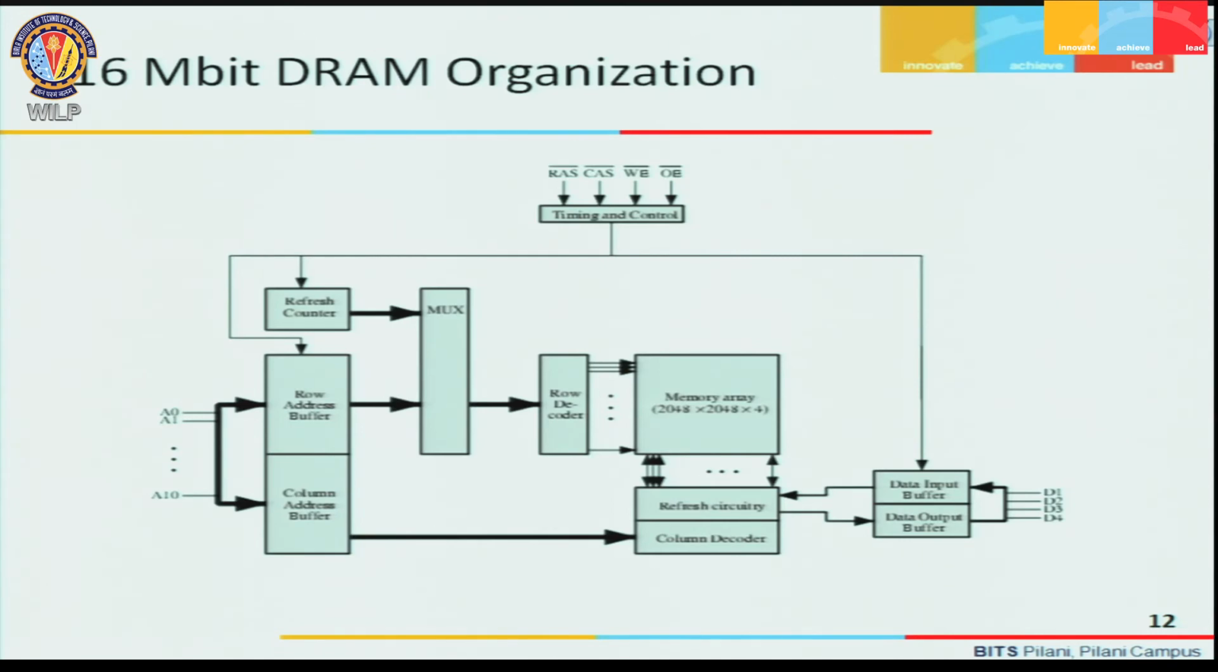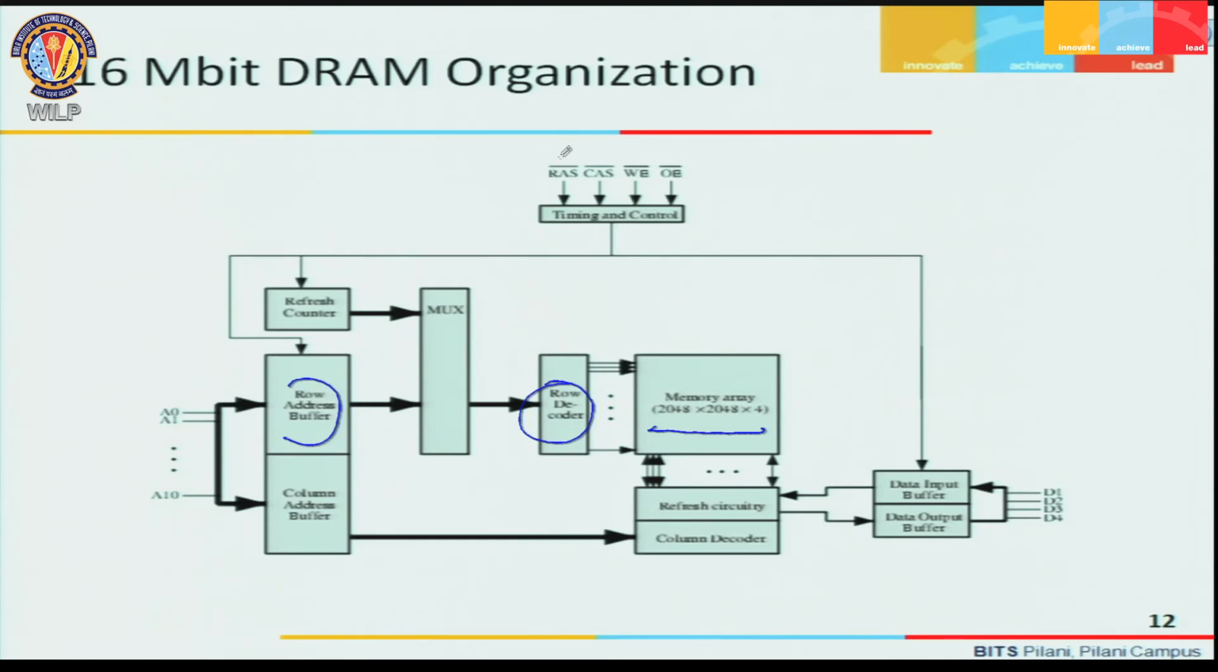So, in this organization you can see the memory array is 2048 into 2048 into 4. I have a row address decoder here that will decode out of 2048 lines or rows, 1 row will be decoded. Now, how are the column address and row address multiplexed?